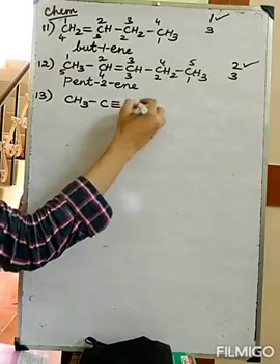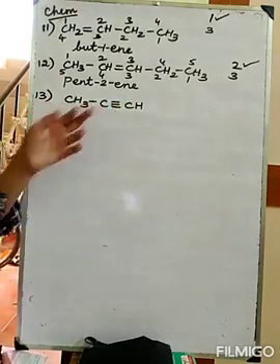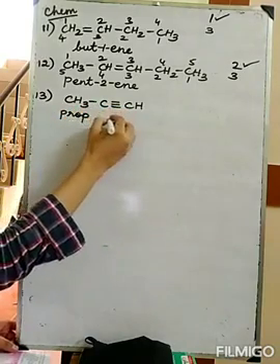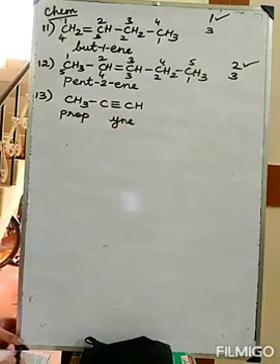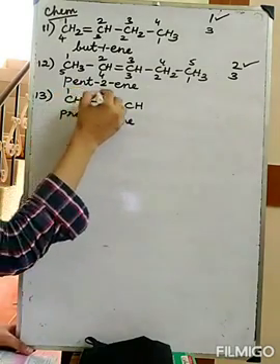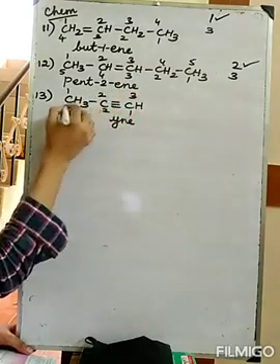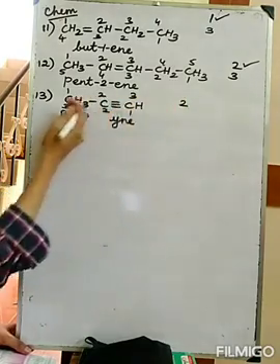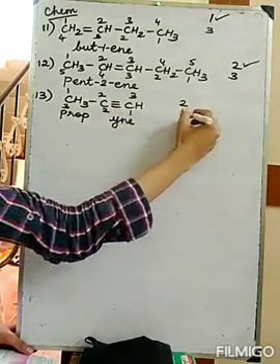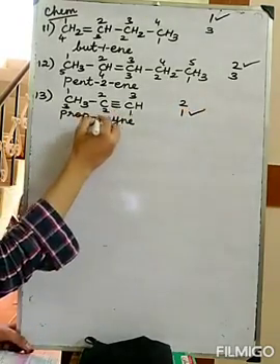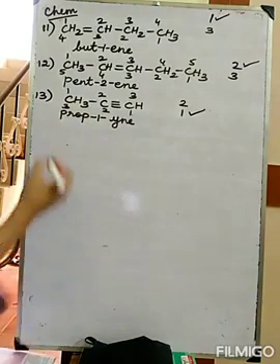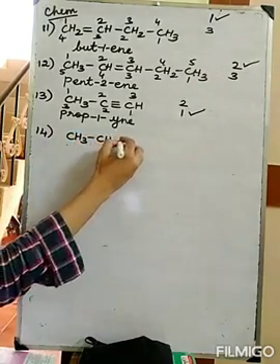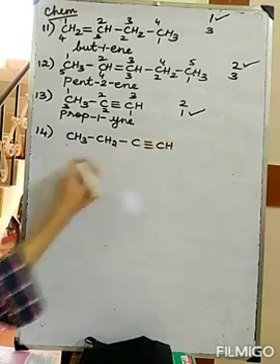CH3-C≡CH. What is the name of this? 1, 2, 3. 3 carbons means prop. Triple bond means ine. Okay. And you have to mention the position. 1, 2, 3. When you number from this side, the triple bond is getting the number 2. When you number from that side, it is getting the number 1. Always take the least number. So it is prop-1-yne. Okay. So the next one, CH3-CH2-C≡CH.